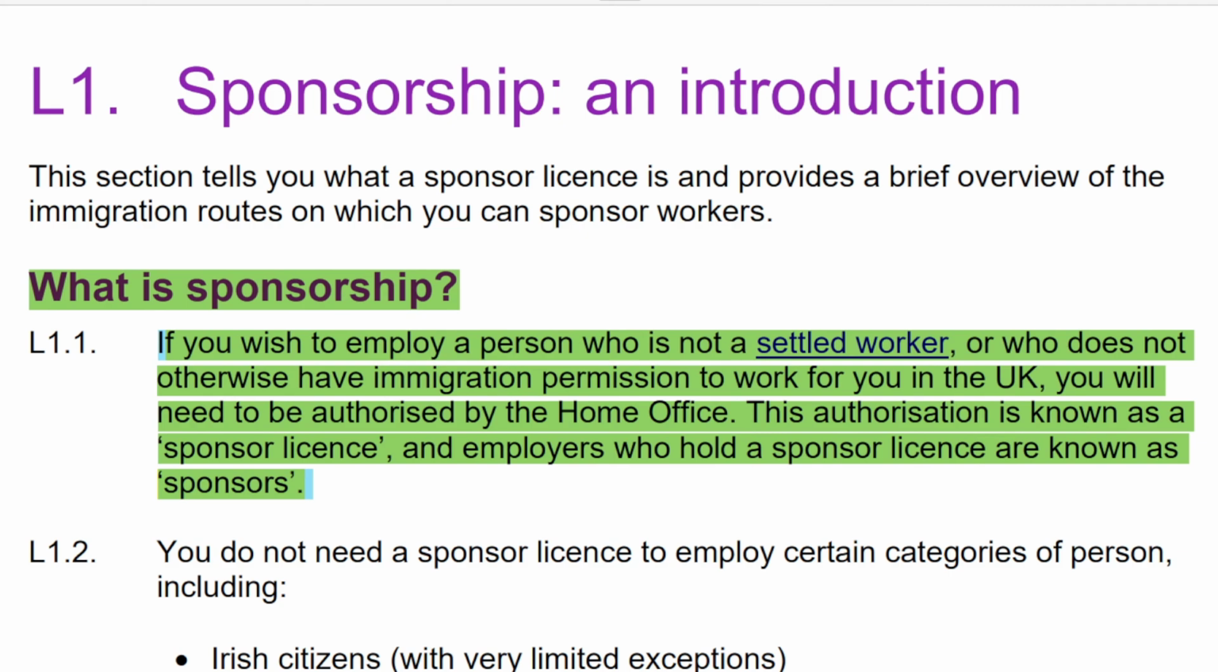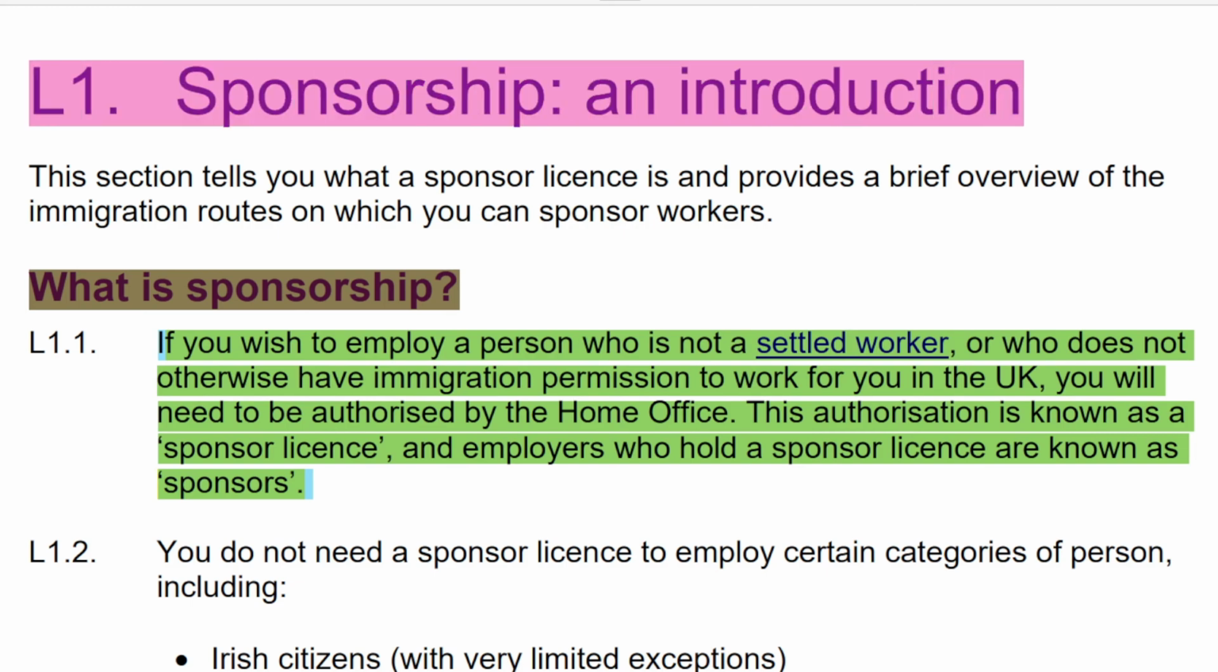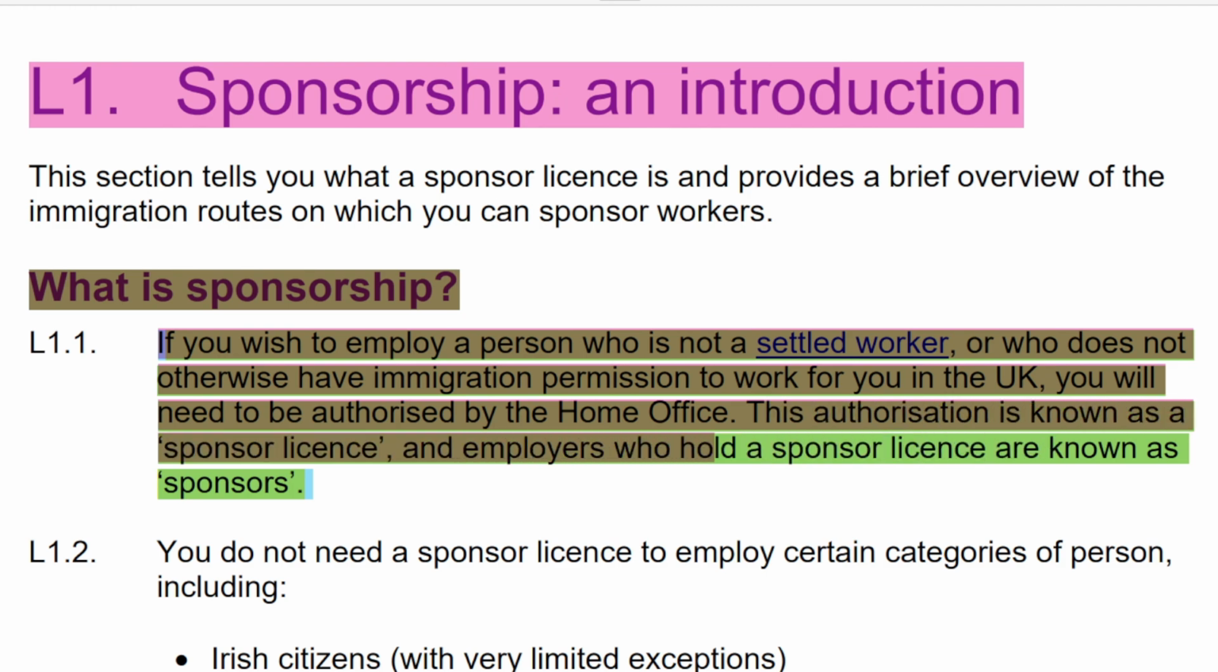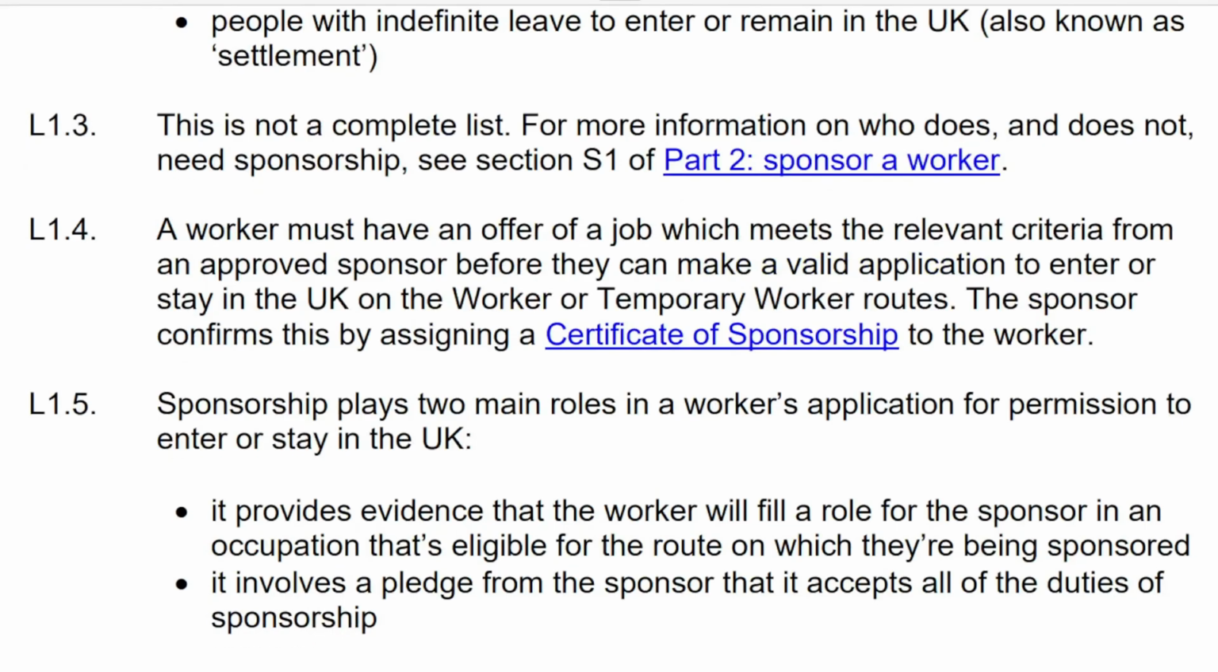What is sponsorship? This is discussed in L1, sponsorship and introduction. So what do we mean by sponsorship? If you wish to employ a person who is not a settled worker or does not otherwise have immigration permission to work in the UK, you will need to be authorized by the Home Office. This authorization is known as a sponsor license, and employers who hold a sponsor license are known as sponsors. So this is part 1, L1.